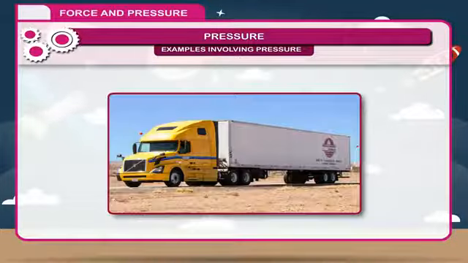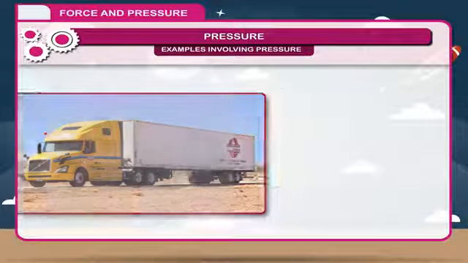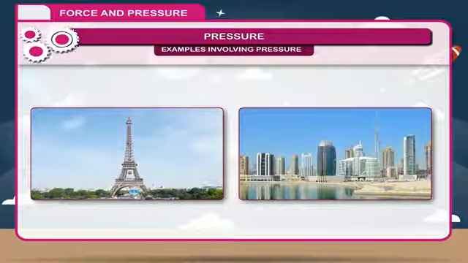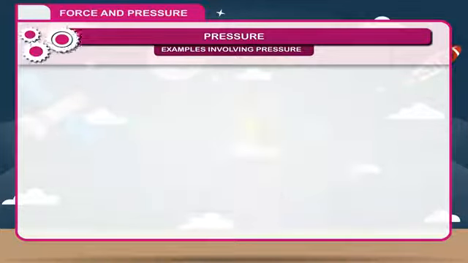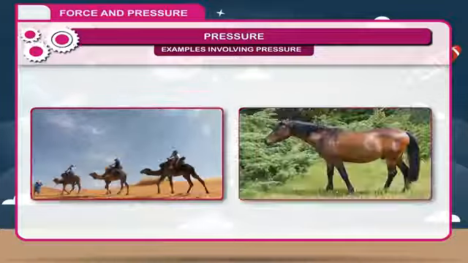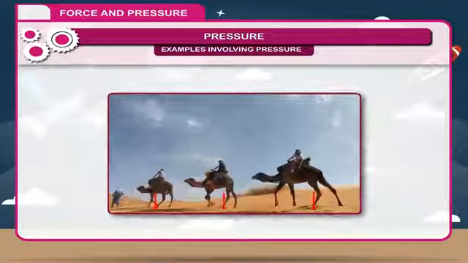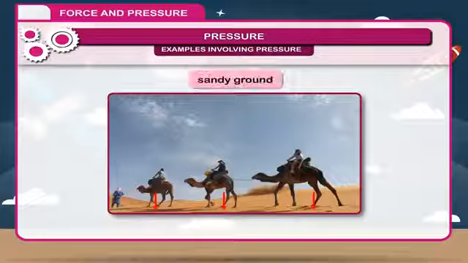Two, heavy trucks have 6 to 8 tires instead of the conventional 4. This is done to increase the area of contact between the tires and the road, because of which the pressure on the ground is reduced. Three, the base area of a high tower or a tall building is quite large, so that the ground is able to withstand the pressure of the building. Four, animals like camels can walk easily in a desert as compared to horses because camels have broader feet. The broad feet exert less pressure on the sandy ground.